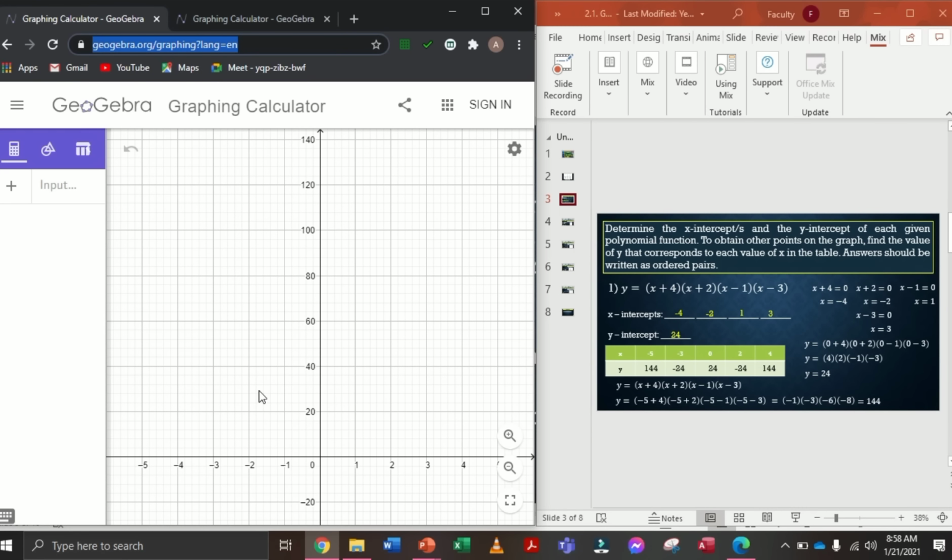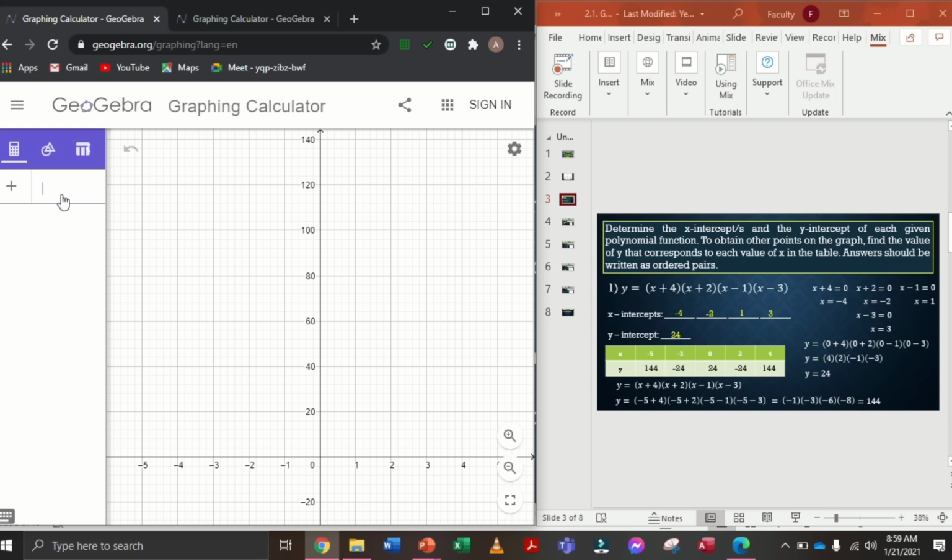Okay, so kapag nag-graph tayo class, pwede kayo mag-download ng GeoGebra or Desmos sa cellphone nyo. Free naman yung pag-download nun para makita nyo yung graph niya. Ipapakita ko lang yung kahalagahan ng x and y intercepts, para hindi tayo mahirapan sa pag-graph, no? Kung saan dadaan ba yung graph natin.